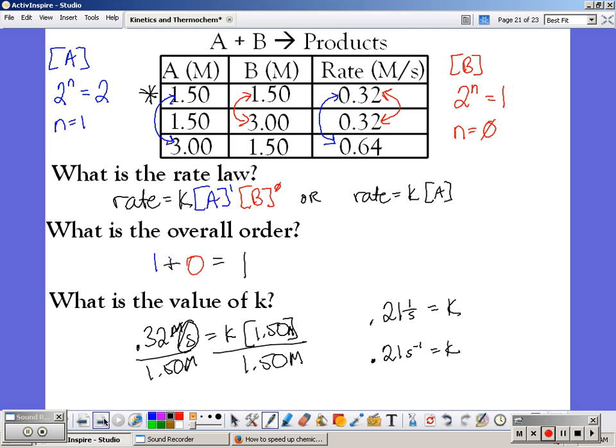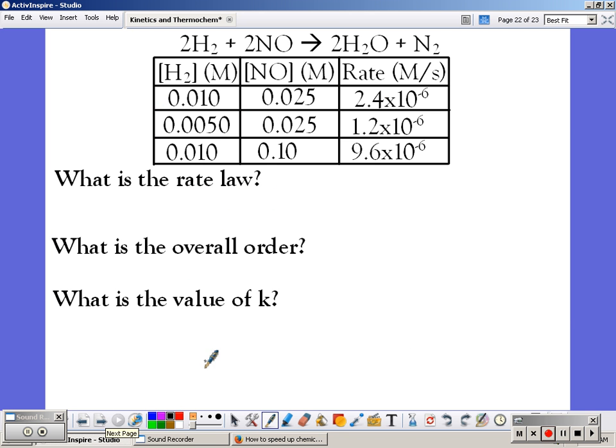Alright, if we look at another example here, we want hydrogen to be changing while nitrogen monoxide stays the same, or constant. So let's look at the first set of data. Hydrogen is being cut in half, so we can say 0.5 raised to the n is equal to, and my rate is also being cut in half, so that means n is equal to 1. So it's first order with respect to hydrogen.